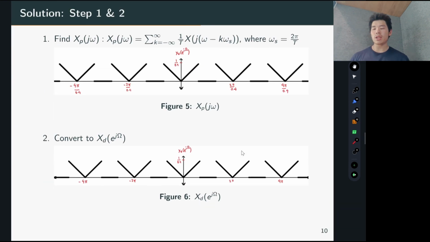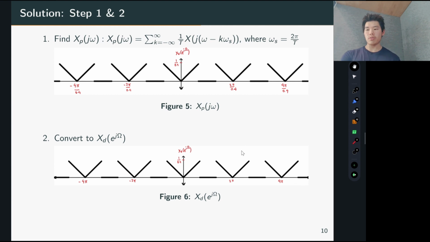Well, first we're going to find Xp(jω), right? And we saw in the previous slides that Xp(jω) is just the sum from negative infinity to infinity of 1 over T times X(j(ω − kω_s)). So you just take the original signal and shift it, making a bunch of copies centered at 2π over T, and you also scale it down by 1 over T, which is 1 over 0.4. And so you've got X(jω).